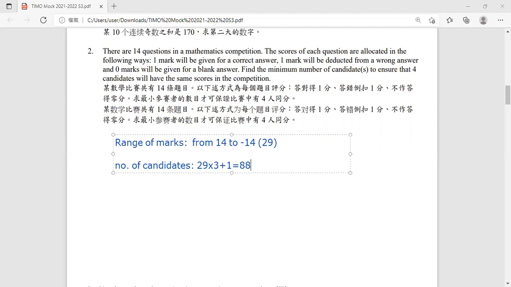Because for 29 marks, we have 1 student on each mark. Each mark there will be 29 students. Because we have four guys who have the same marks, all the marks have 3 guys on them and we put the 4th one on it. So we have 29 times 3 plus 1.